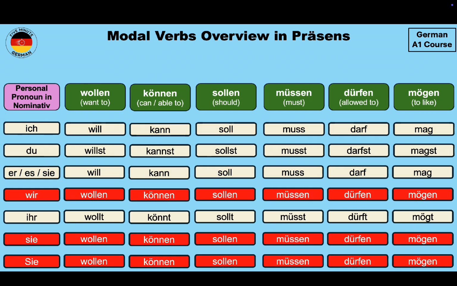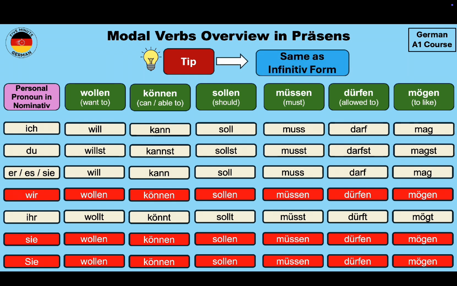Now let's take a look at the first person plural, third person plural, and the formal pronouns, which are wir, sie, and Sie. For these forms, the tip is that their conjugation is the same as the infinitive form. As you see over here, wir wollen, the infinitive form is also wollen. Sie wollen, the infinitive form is also wollen, and so on.